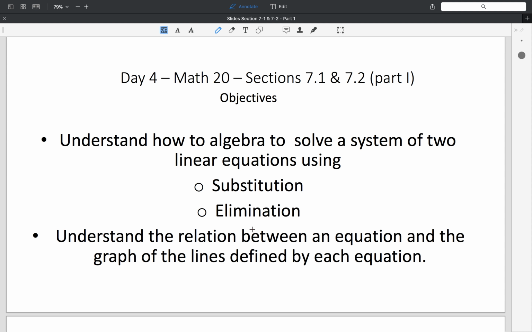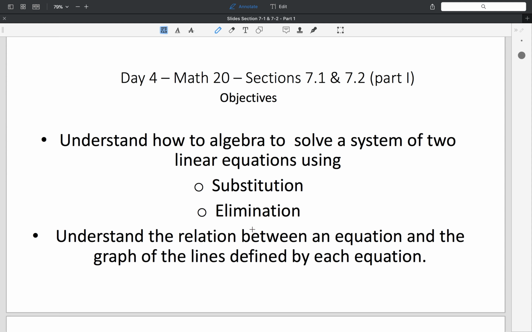Hello. Today we're going to look at sections 7.1 and 7.2. This is the first part of the lecture on those two sections. We were just in 1.3, and we're jumping to 7.1, 7.2 because it talks about an application of linear equations. What we're going to do is solve systems of two linear equations.